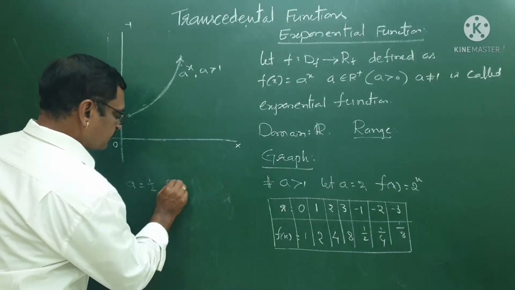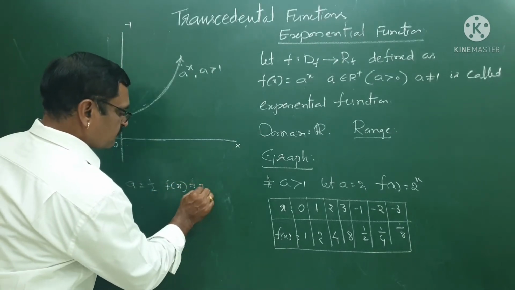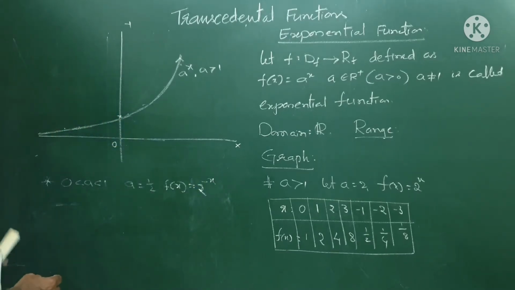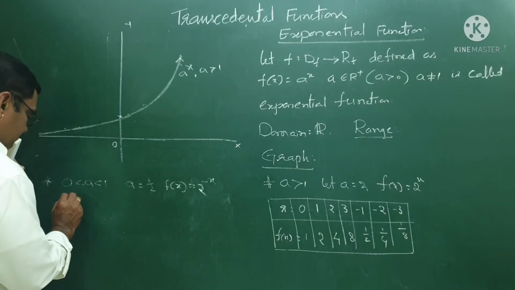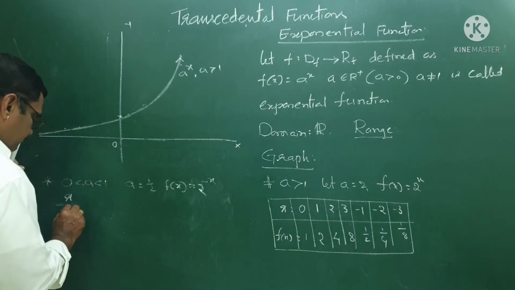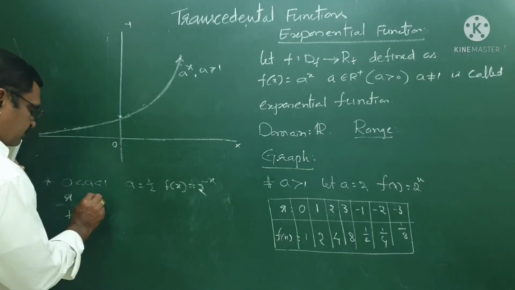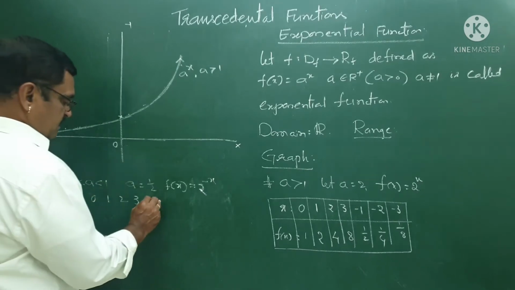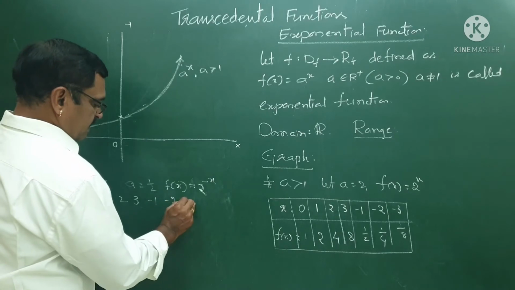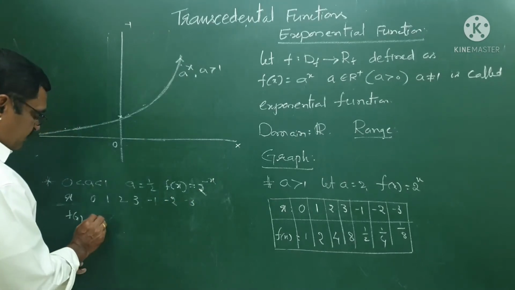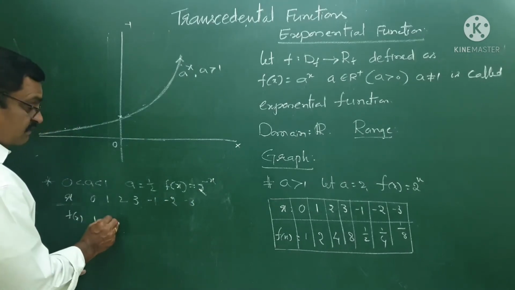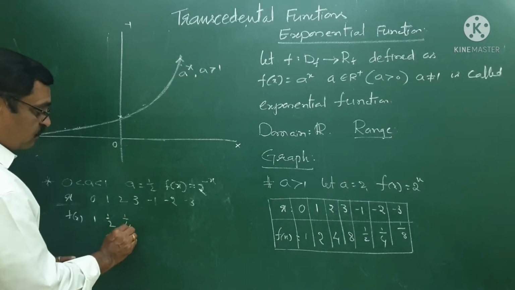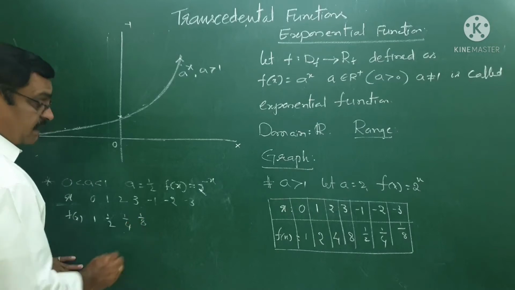f(x) is equal to 2 power minus x. Now for this also, let me draw the graph values, table values. 0, 1, 2, 3, and this is minus 1, minus 2, minus 3. When x is 0, as usual 1. When x is 1, I will get 1 by 2. When x is 2, I will get 1 by 4. When x is 3, I will get 1 by 8.